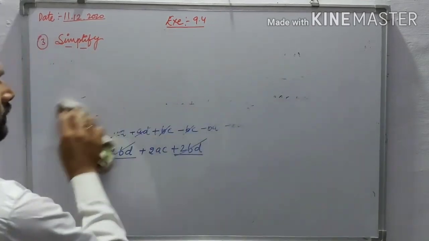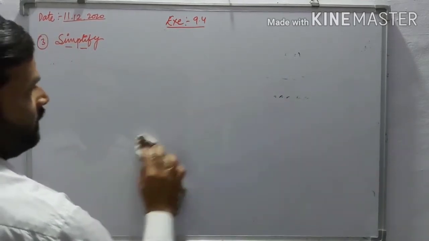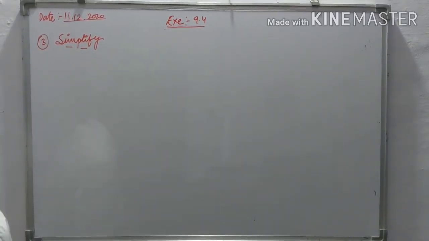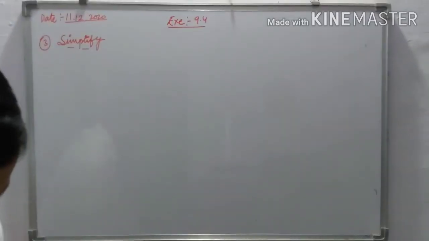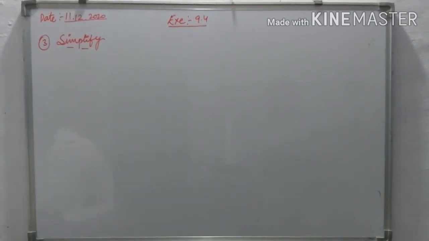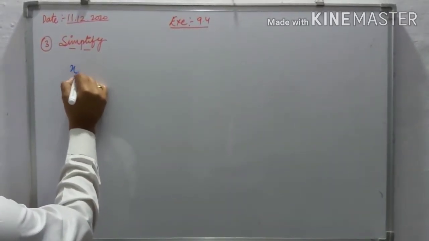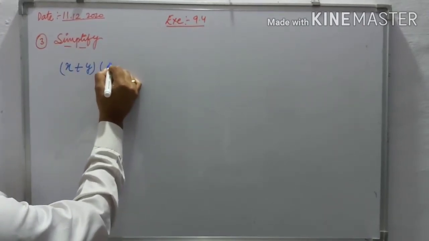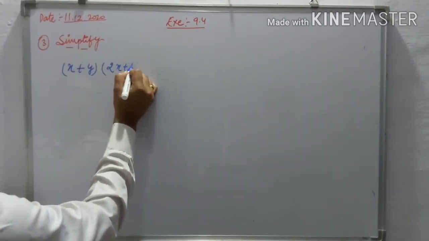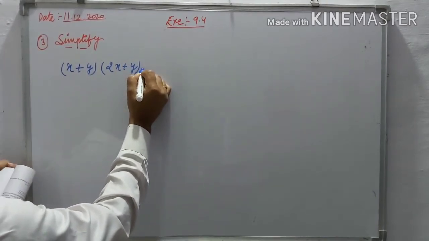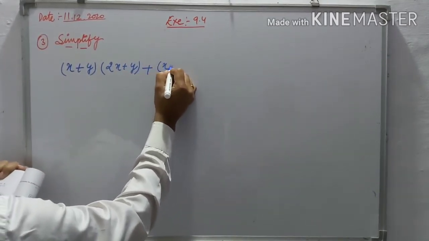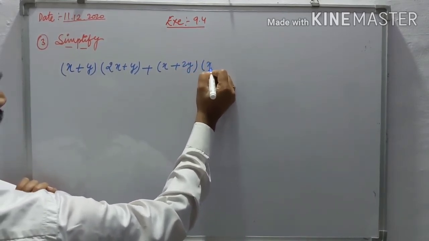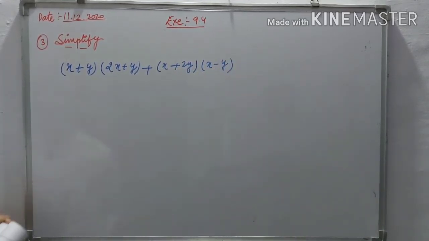Now next question, question number 5. Question number 5 is x plus y in first bracket, second bracket is 2x plus y, plus x plus 2y in bracket x minus y.